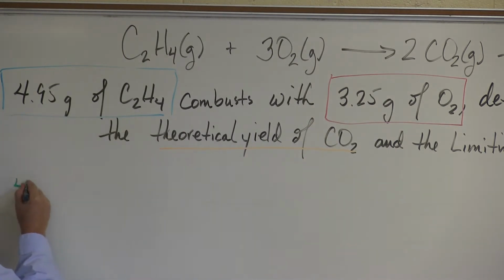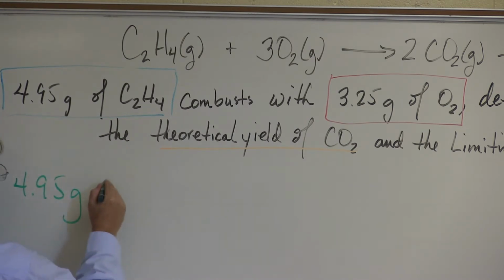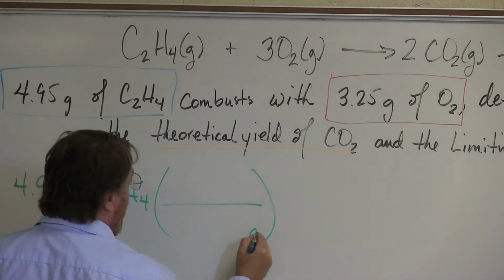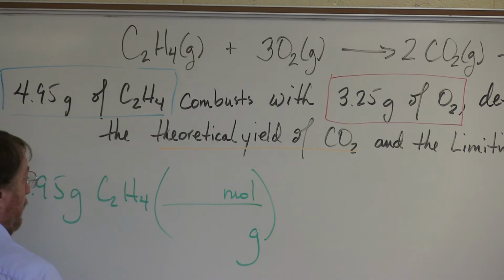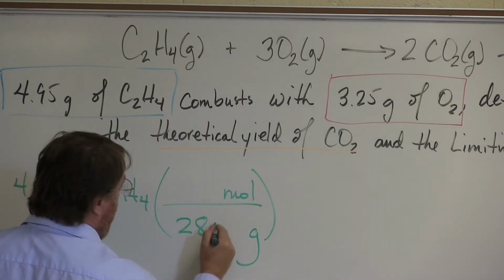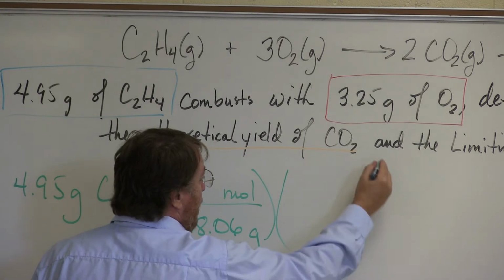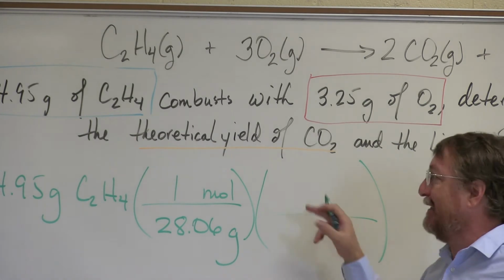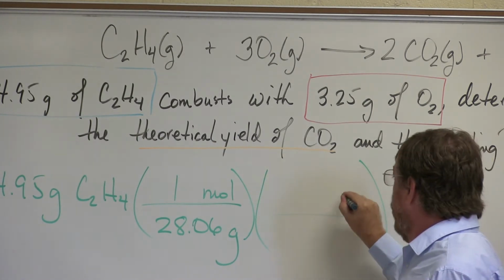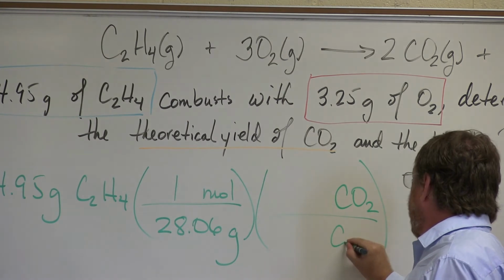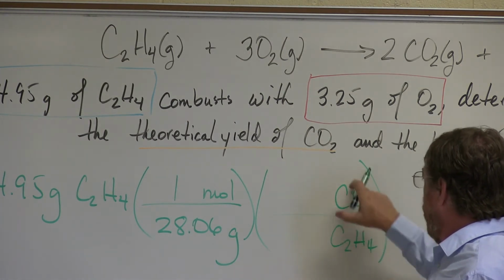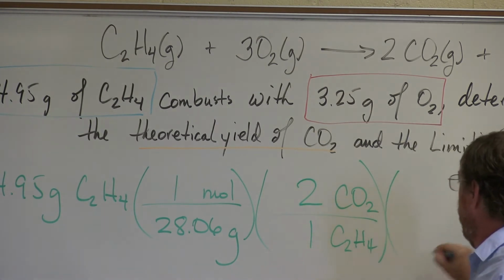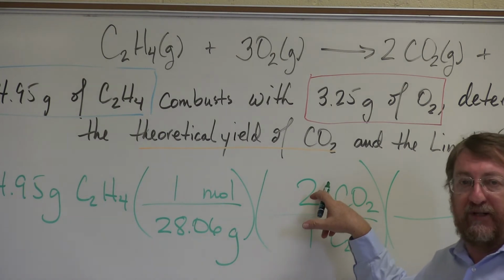I have 4.95 grams of ethylene, C2H4. I'm going to convert that into moles of ethylene. Ethylene has a molar mass of 28.06. At that point, I have moles of ethylene. I don't want moles of ethylene, I want moles of CO2 because I'm predicting the theoretical yield of CO2. So I'm going to put CO2 on top, ethylene on the bottom. What I have goes to the bottom, what I want on top. This is coming from the balanced reaction. I have a 2 there and a 1 there. At that point, I have moles of CO2.